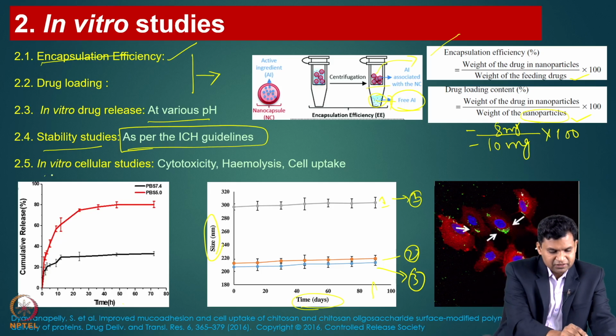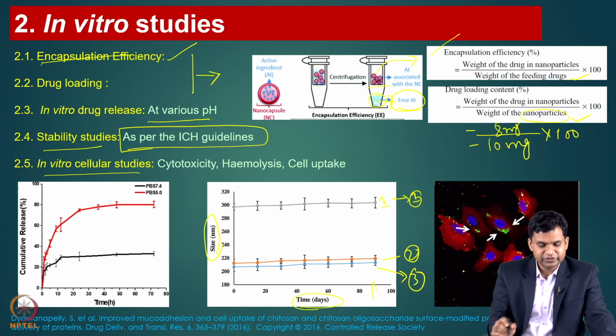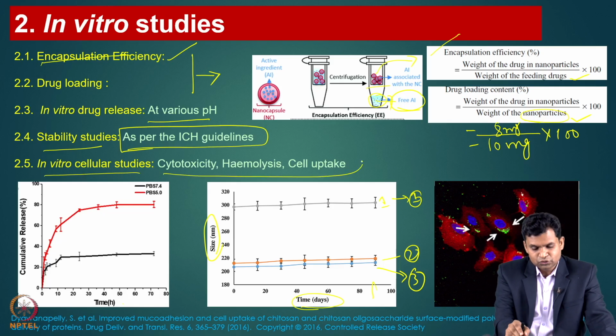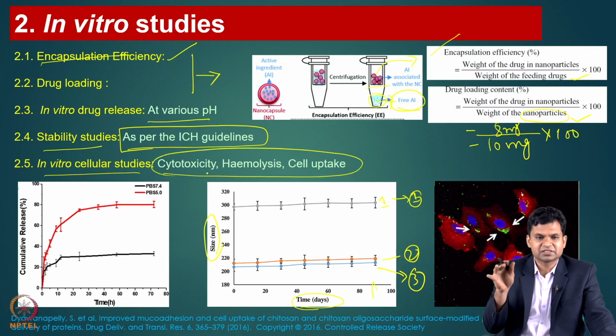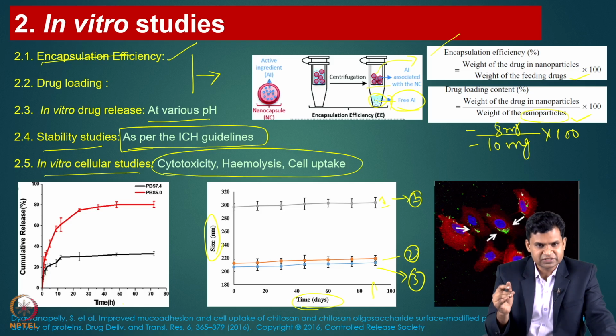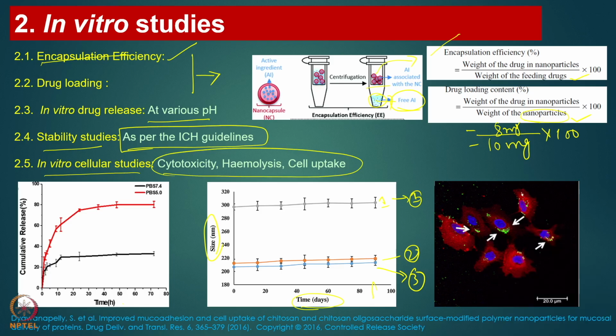The another one is the in vitro cellular studies. Here we use the cells to see the effect on the cells, whether cytotoxicity or hemolysis. We will see the release of hemoglobin from the RBC and also we can see the cell uptake.